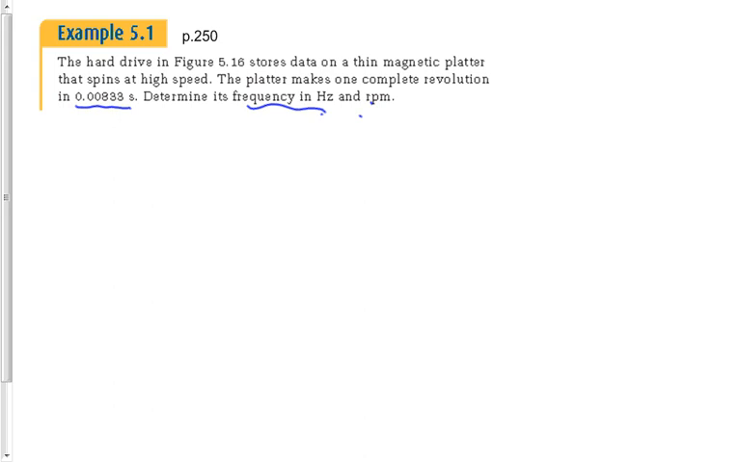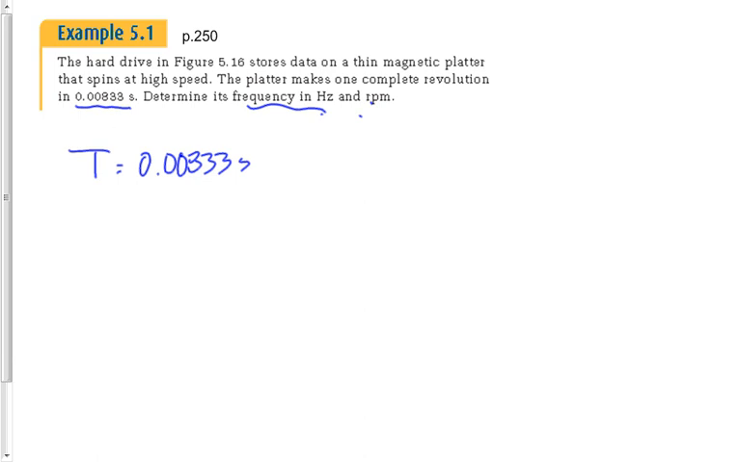Okay, what do we have given to us? Something is 0.00833 seconds. What is that? What variable is it? It's a time, right? But what time is it? Is it t, t1, t_i, t_f? What is it? Good, it's big T. Okay, it's the period, the time for one revolution, big T.